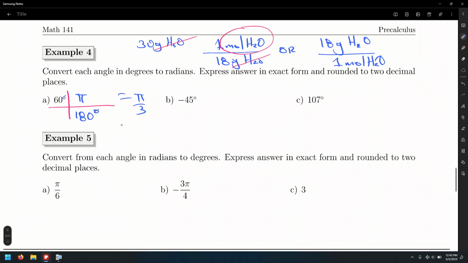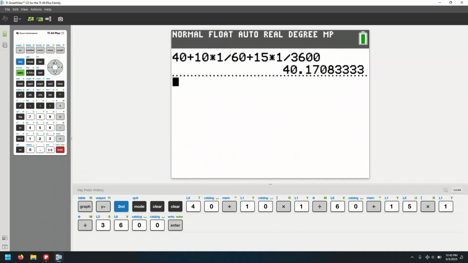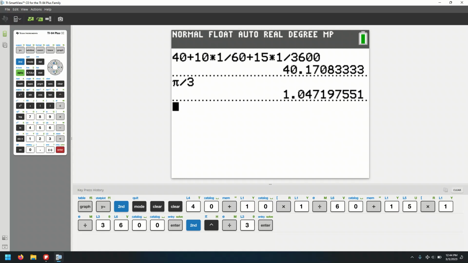And they're also asking us to express this using decimals, and that's 1.05 radians. So this is fairly easy to find on the graphing calculator. Notice the pi symbol, where is that located? It's located as the second function for the exponent right here. So we need to do second pi and then divided by 3. And that's 1.047, and rounding to 2 decimal places, yes, that's 1.05.